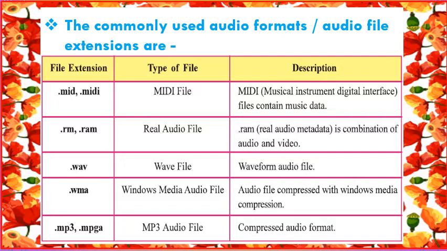Third one is .wav. It is a wave file. Waveform audio file. Next one .wma. Type of file is Windows Media Audio file. Audio file compressed with Windows Media Compression. Next one is .mp3 or .mpga. These files are MP3 audio files. They are compressed audio format.